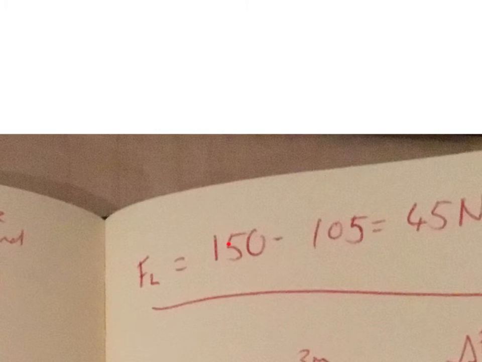So if there's 150 newtons of weight that need to be supported in total, 105 of them are coming from the lady on the right hand side, then the remainder must be coming from the lady on the left. So we get our 150, take away 105, we're left with 45 newtons from the lady on the left, so she's doing half as much work.